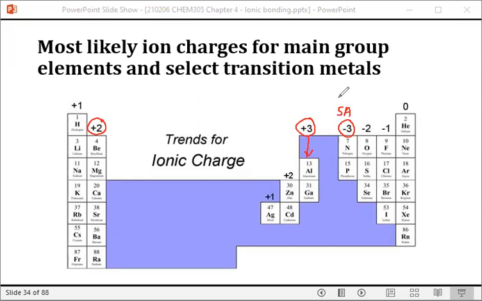Group 5A, or Roman numeral 5, they're going to tend to gain 3 electrons. So if nitrogen starts here with 7 electrons, if it gains 1, 2, 3 electrons, it'll have 10 electrons and look just like the electron configuration of neon. So non-metals in this column are going to tend to gain 3 electrons to look like the closest noble gas. And because they gain 3 electrons, they're going to tend to have ion charges of 3 minus.